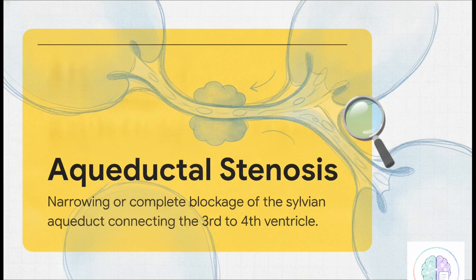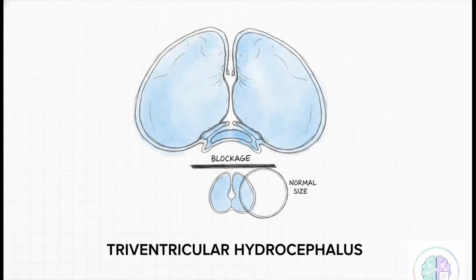Aqueductal stenosis, or AQS for short, is exactly what it sounds like. It's a physical narrowing, or sometimes even a complete rigid blockage of this very specific pathway. Think of it like a plumbing backup.